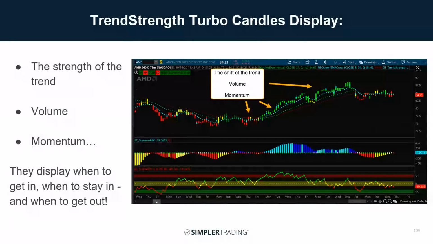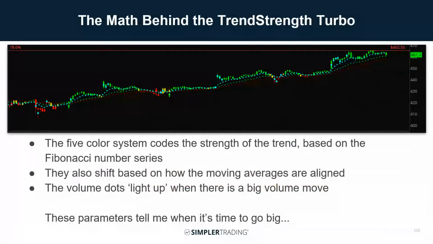So, I love the shifts in the trend. You can go from red to yellow, that's your heads up right there, boom, green, and there you go. You have this nice volume and momentum wave that you definitely want to ride. They display when to get in, and they display when to get out. The math behind these candles is based on the Fibonacci number series, okay? They shift based on the moving averages, like I said, and the volume dots light up when there is a big volume move. And that's one of the parameters that tells me when it's really time to go big.